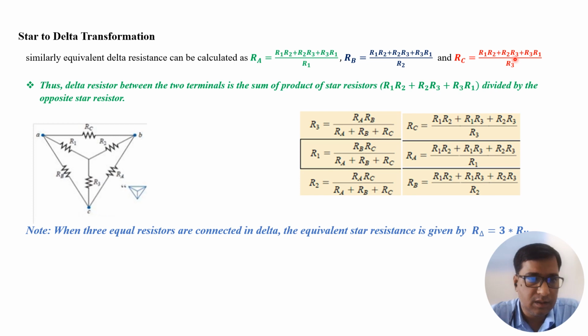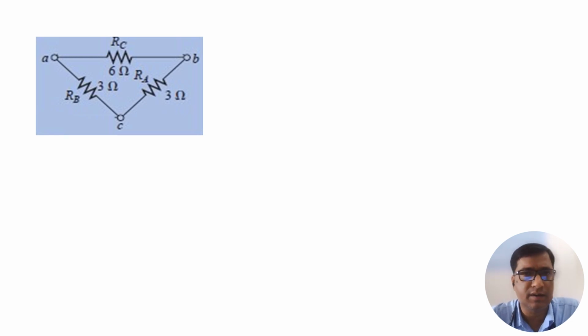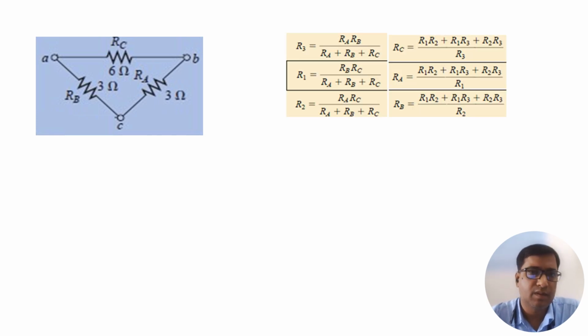These are formulas. It is very important to note down that when three equal resistances are connected in delta, the equivalent star resistance will be given by this relation. Sorry, R delta is given by three times the R star. We are taking an example so that you can understand how we are converting the delta resistances into star, and we can do the reverse process also. These are the values as we have seen earlier.